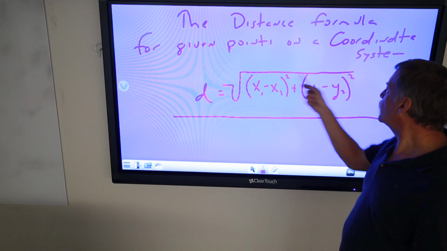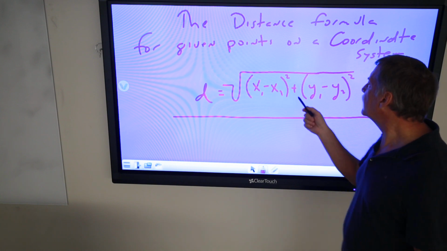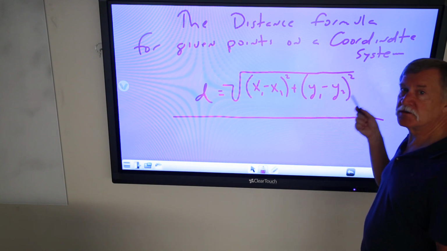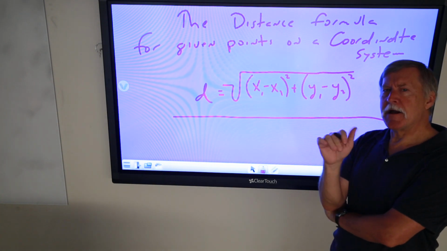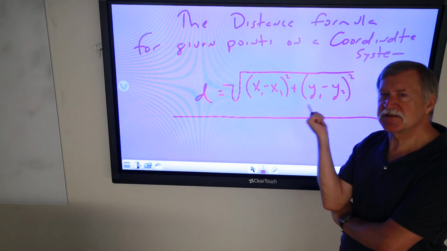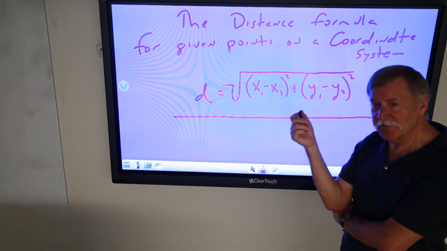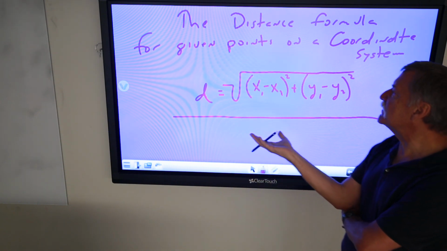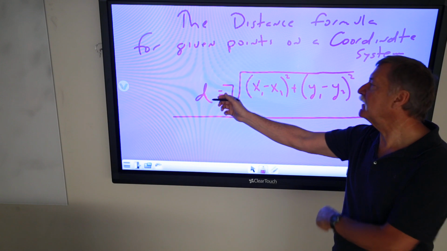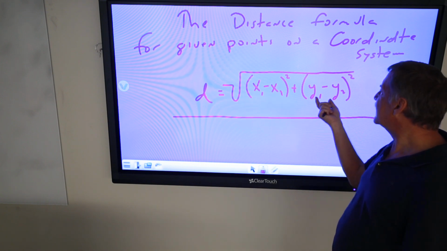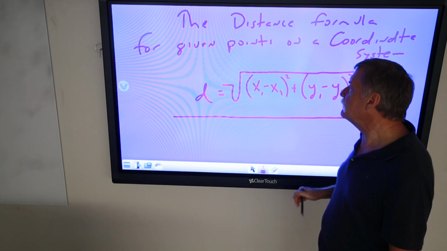All right, so the distance formula for given points on a coordinate system. Distance is equal to the square root of x sub 1 minus x sub 2 squared plus y sub 1 minus y sub 2 squared. Now, being the bright student that you are, you should immediately recognize that this looks familiar. What's that? Yeah, it's the Pythagorean theorem. All right? We're simply using the Pythagorean theorem to find the distance, which is the hypotenuse, right? If you think about it, that's one leg and that's another leg, and the distance between them is the hypotenuse of a triangle we could make.